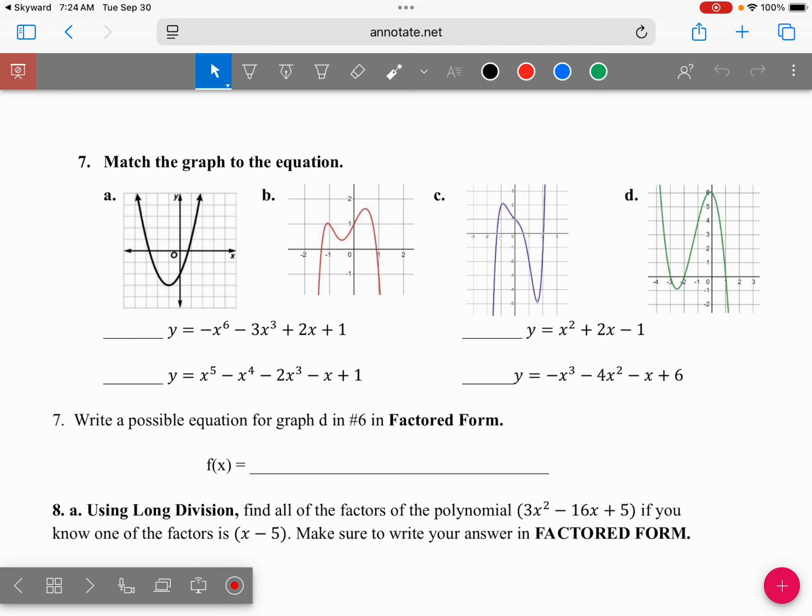So we know that the first one, is this first one even or odd? This graph, is that even or odd? Even. And is it positive or negative? Positive. So we know for A, we're looking for an equation that's even and positive. All right, so which one of these is even and positive? If I were to number these 1, 2, 3, 4, which number would you choose that is even and positive?